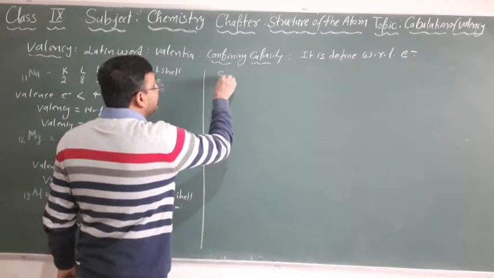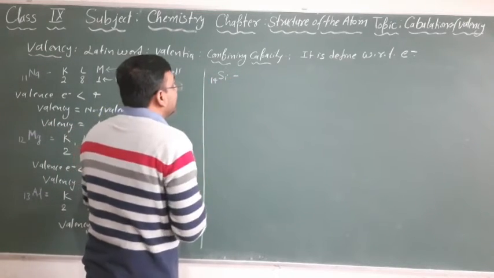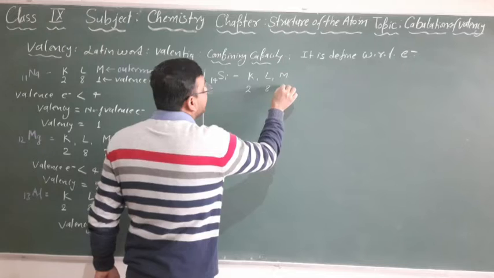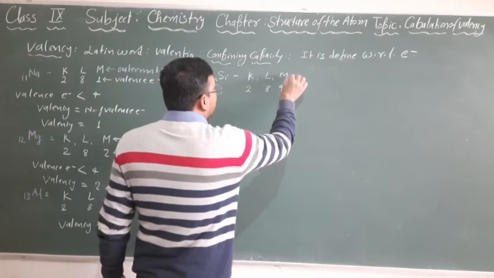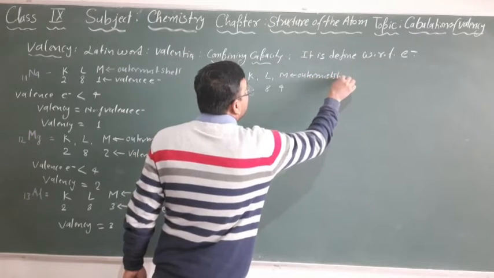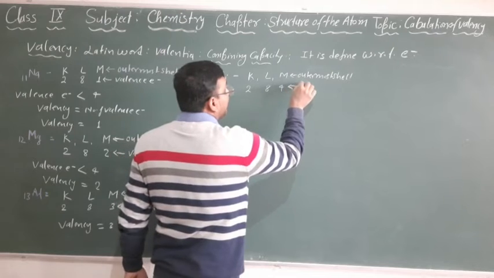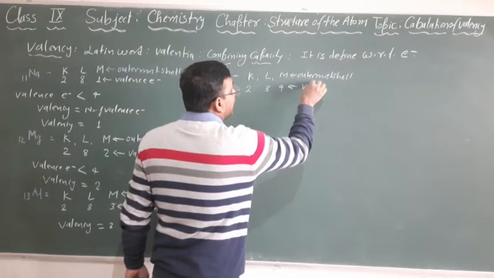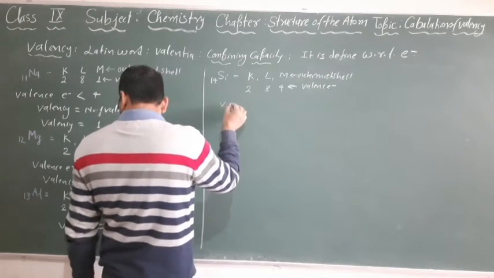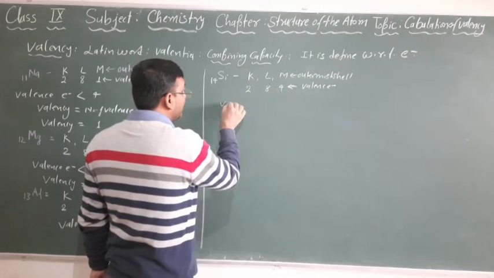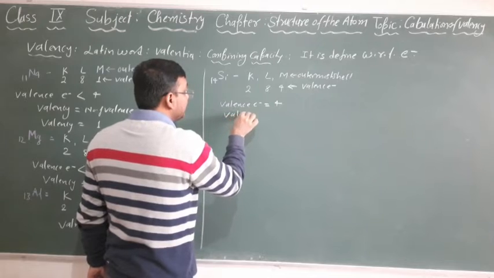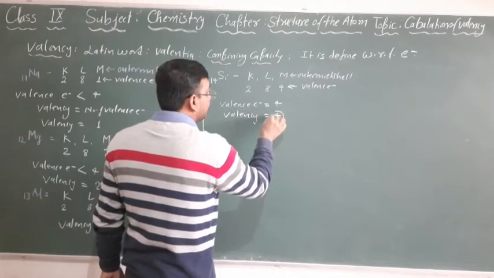After aluminium, silicon 14, electronic configuration K L M 2 8 4. So this is the outermost shell. The outermost shell has 4 electrons, and these 4 electrons are the valence electrons. So valence electron here is equal to 4. So valency will be equal to 4.